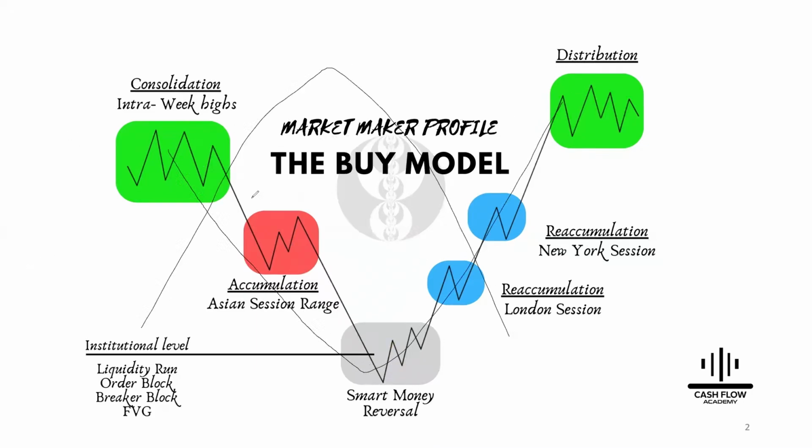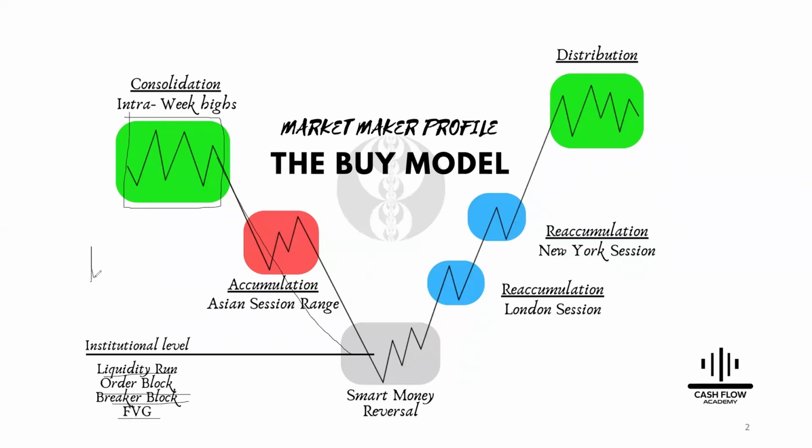Now, when we talk about the market maker model, it has to do with three things. Now, what are they? An area of consolidation. It's simply price movement from an area of consolidation to an area of liquidity. So liquidity here represents old lows or highs, order blocks, breakout blocks, fair value gap. So it doesn't just mean old lows. So just an institutional level. And then back to the original consolidation.